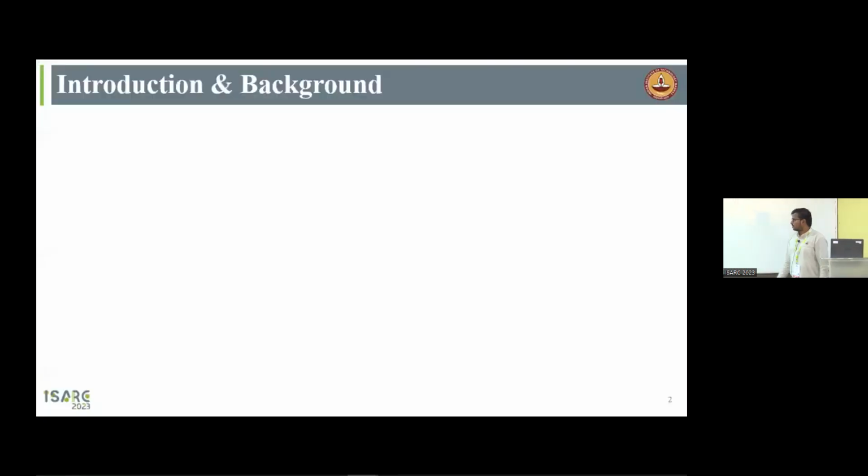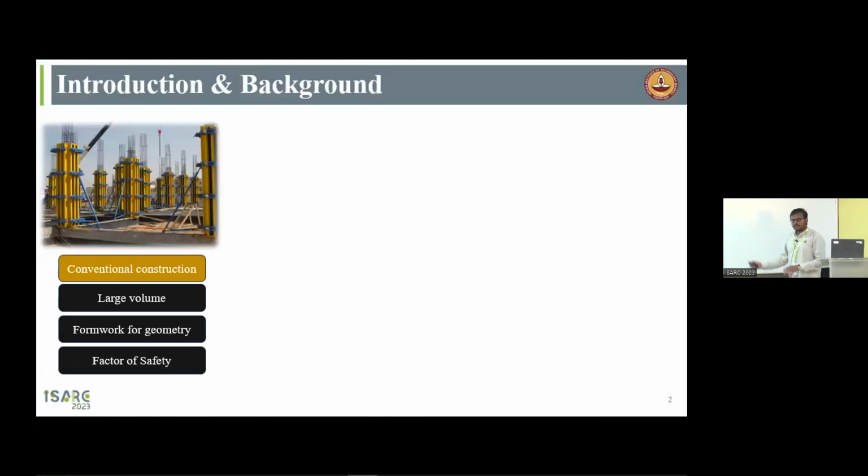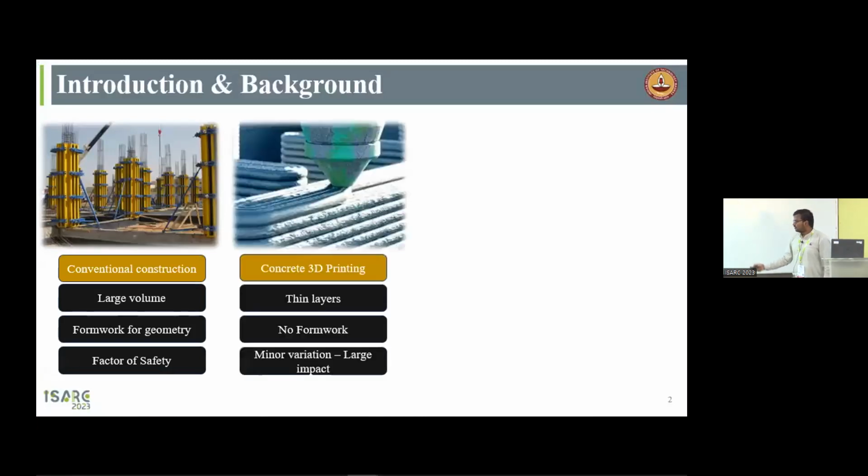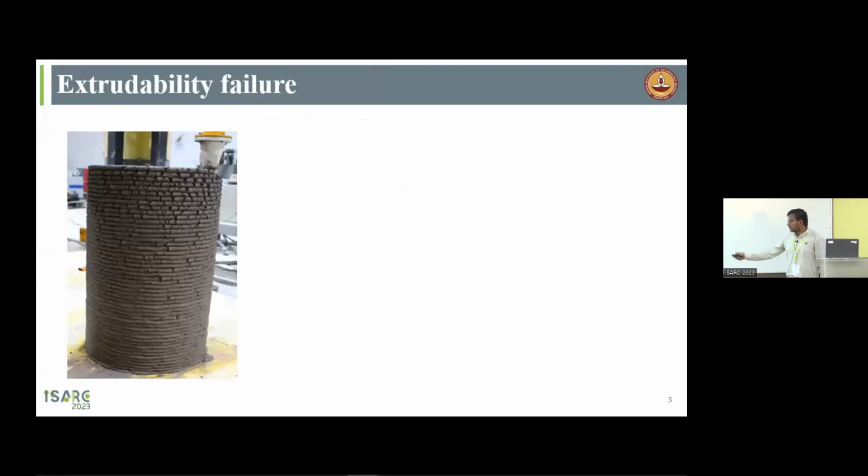Coming into this topic, we need to understand the basic differences between conventional construction and concrete 3D printing. In conventional construction, we have large volumes of concrete with sufficient factors of safety, so any minor variations will not have a major impact. But in concrete 3D printing, we don't have formwork and thin layers are extruded. So, any minor variations in the print mix or the printer properties are going to affect your structural and durability aspects.